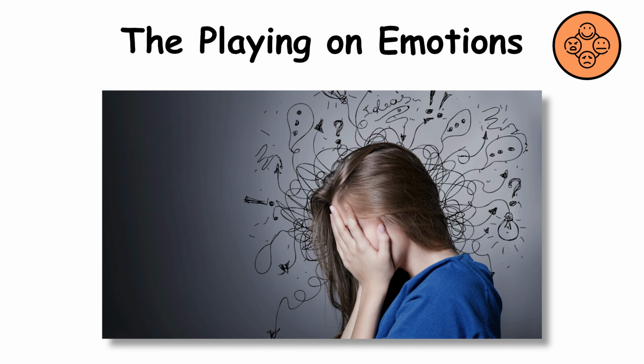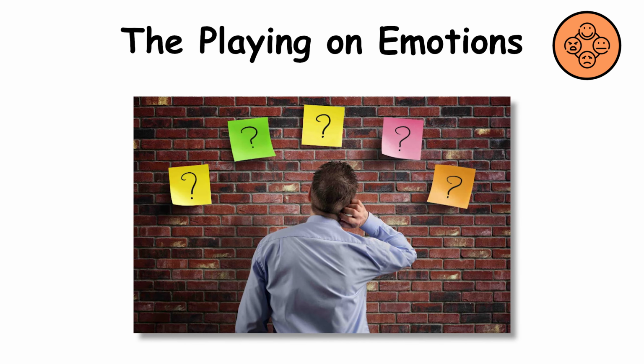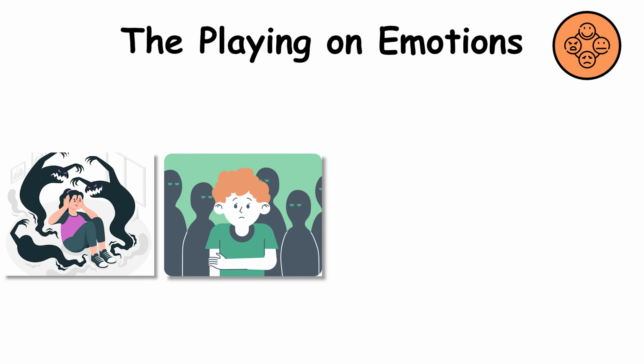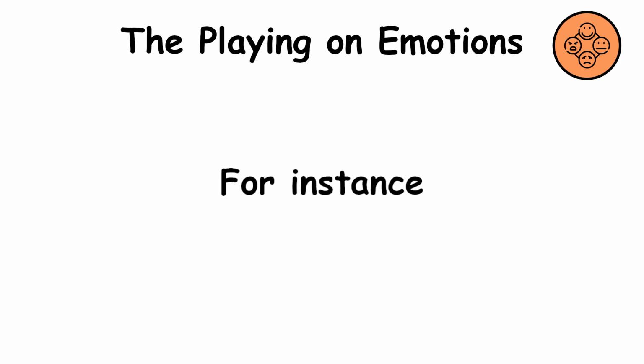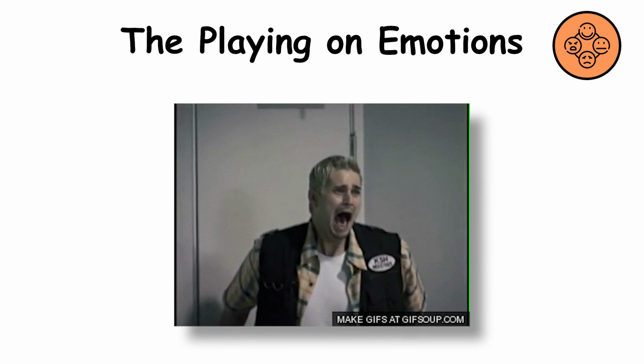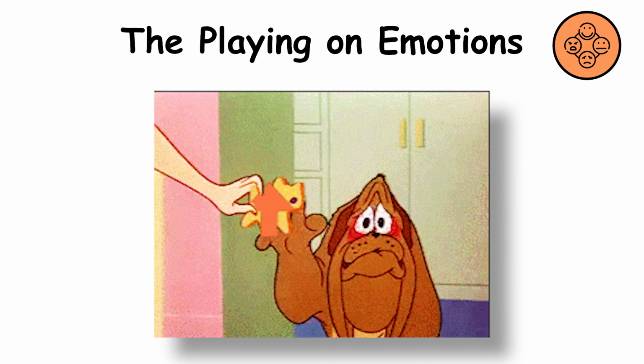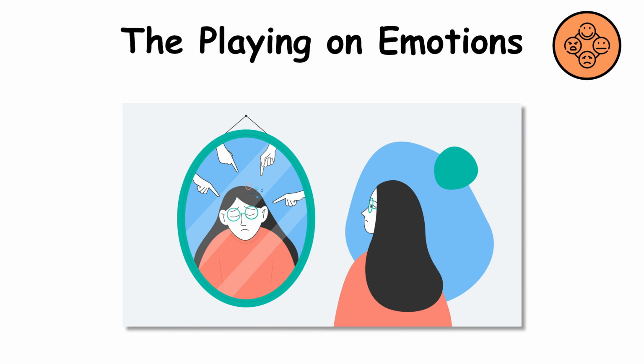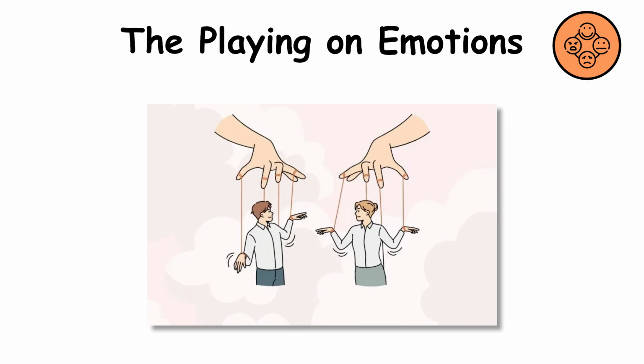The ninth technique is playing on emotions. The manipulator provokes strong emotions in the victim to influence their decision. This could be fear, guilt, pity, or even euphoria. For instance, the manipulator might scare the victim by exaggerating the potential consequences of their action, or evoke pity by sharing exaggerated tales of their suffering. These emotions cloud the victim's judgment and make them more susceptible to manipulation.